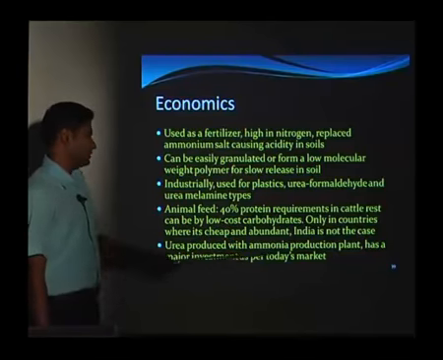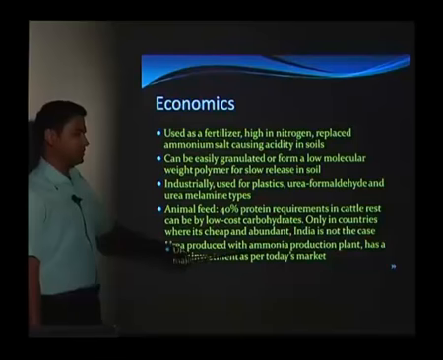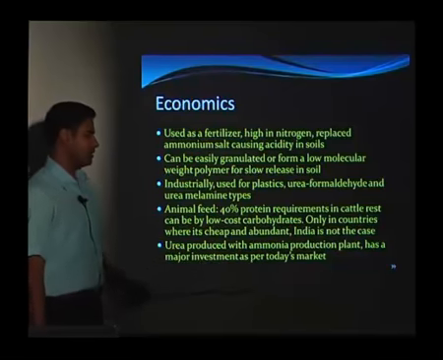Then urea produced with the ammonia production plant is a major investment as per today's market. So here what is happening, the urea is produced in the ammonia production plants. So both plants together can have the major economy.